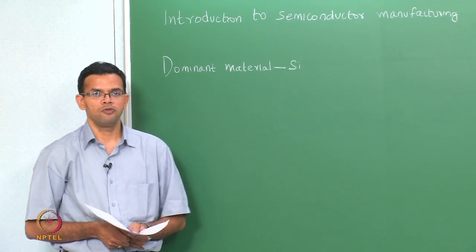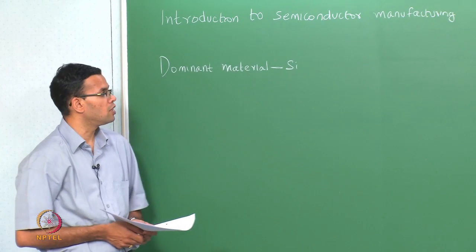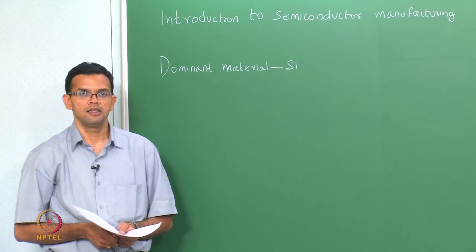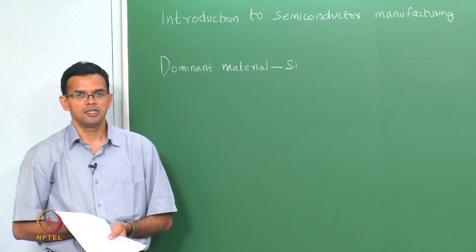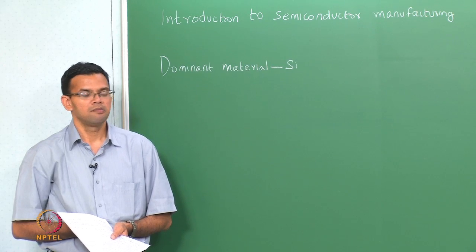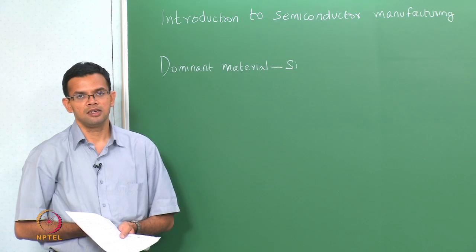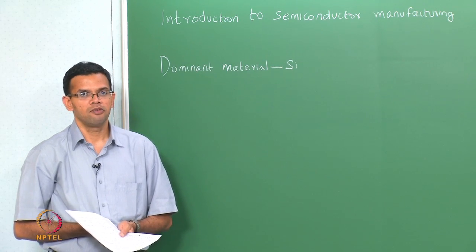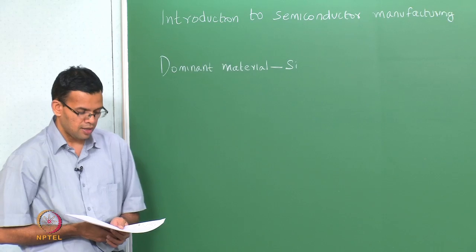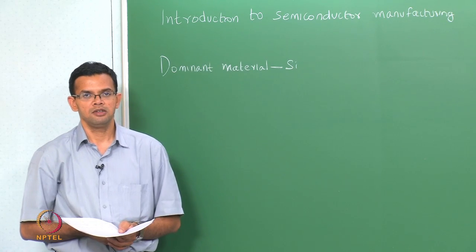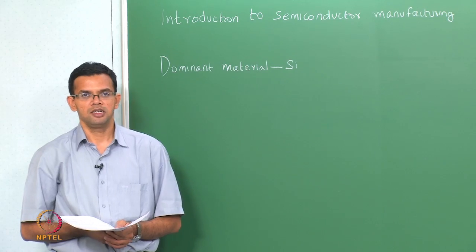Most of what we do will focus on silicon. I will also talk briefly about other materials, especially gallium arsenide, but the dominant material being silicon, that will be the focus when we talk about semiconductor manufacturing. Let us look briefly at a history of device manufacturing.